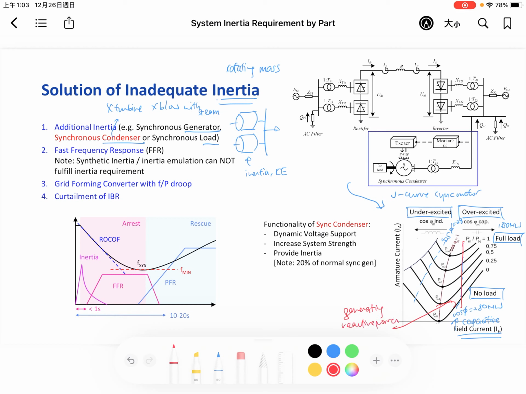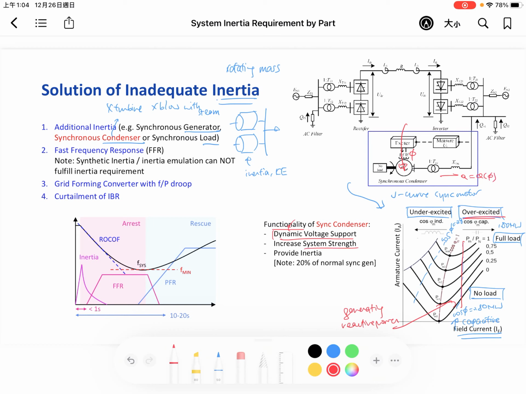Just by a synchronous generator moving with no load, we can provide this kind of voltage support. First, it is voltage support. Again, it is dynamic voltage support because we can control the flux. Here, we can control the flux, and it gives the reactive power, which is a function of flux.